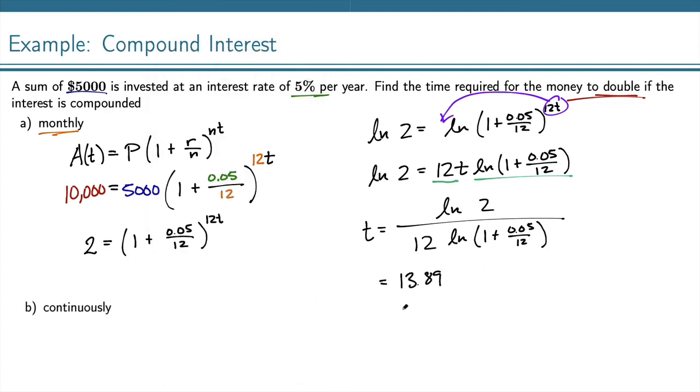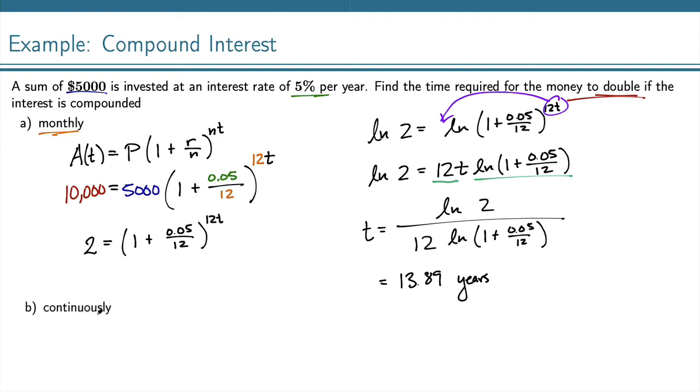13.89. And of course, this is going to be in years since our rate was measured annually. And so this is in years. So almost 14 years that it takes for this amount to double.